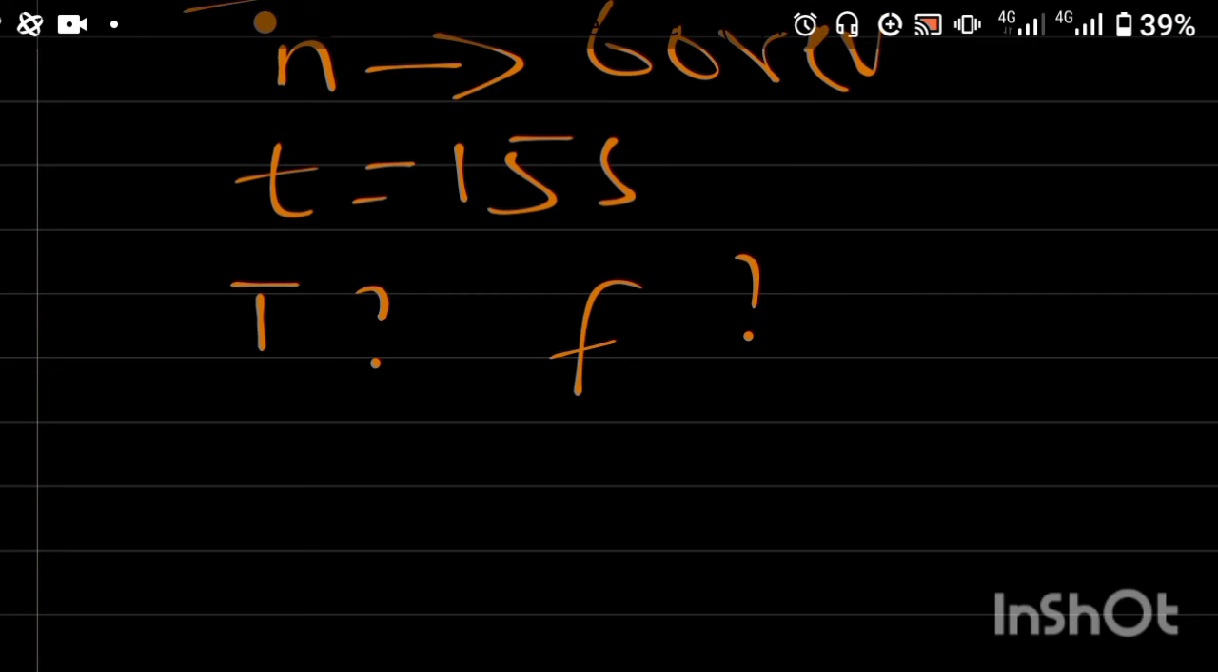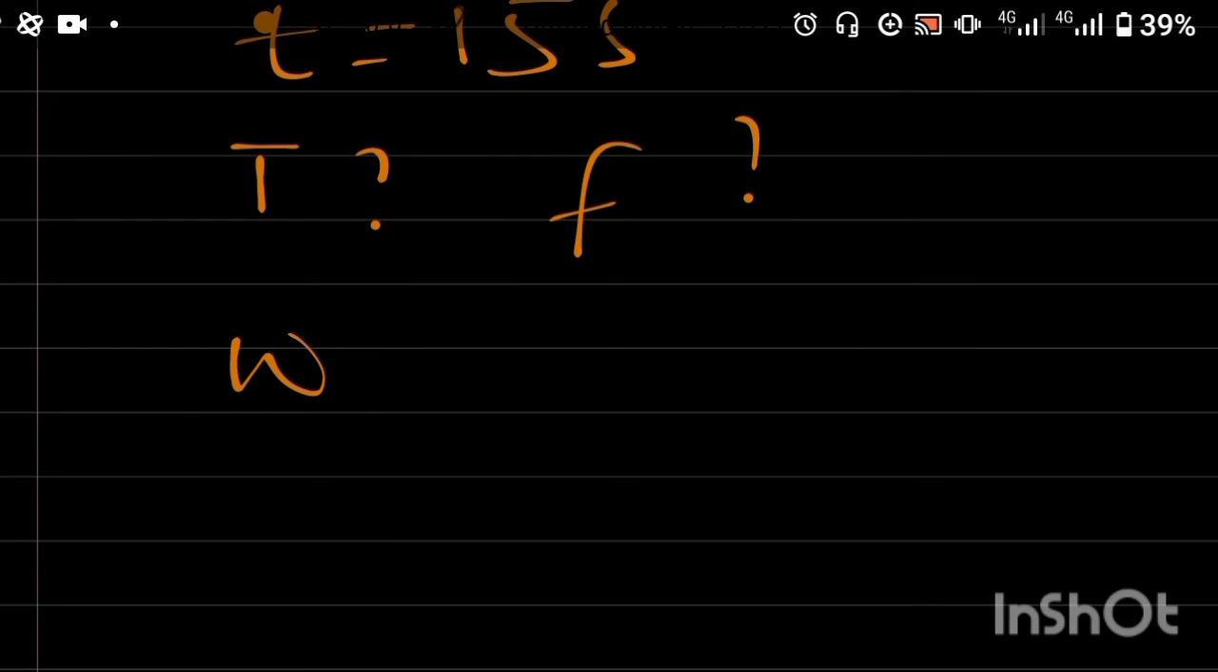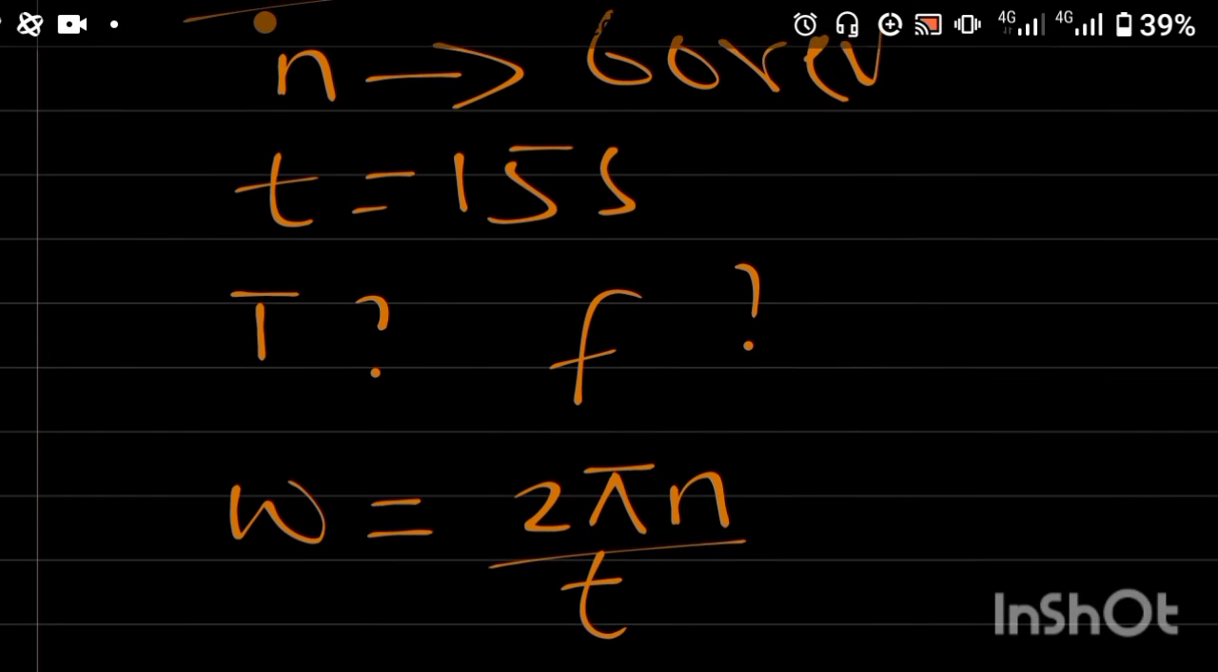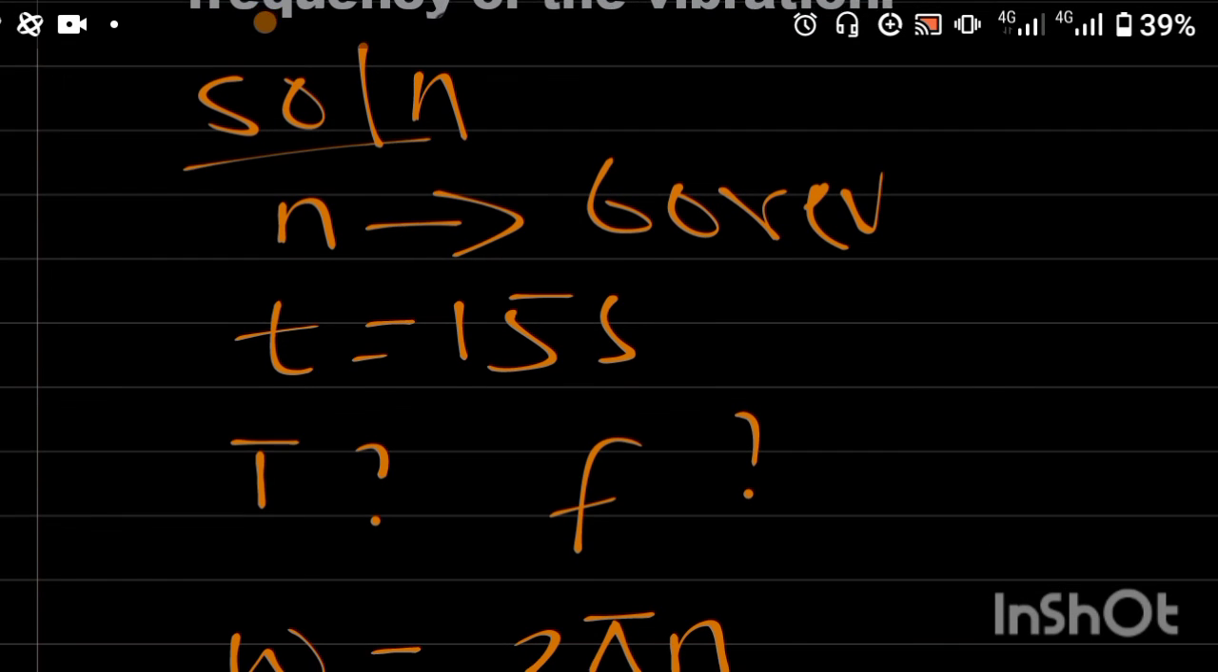So if you can remember from the formulas we derived, omega is equal to 2 pi n over time. N represents the number of completed revolutions because omega is equal to theta over time. Now the theta depends on the number of completed revolutions. If we have 2 revolutions, the theta is going to be 2 pi times 2 revolutions. 1 revolution is equal to what? 2 pi.